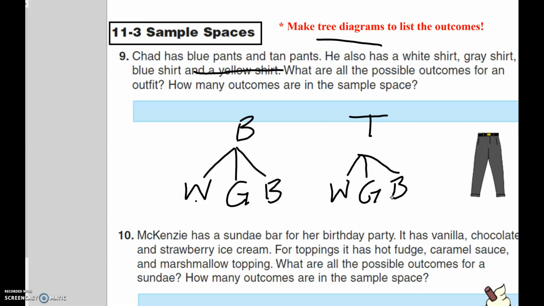He could do blue pants with a white shirt, blue with gray, or blue with blue. He could do tan pants with white, tan with gray, and tan with blue. How many combinations is that? Just count how many are on the bottom. 1, 2, 3, 4, 5, 6. 6 combinations. Okay? This next one is about ice cream.